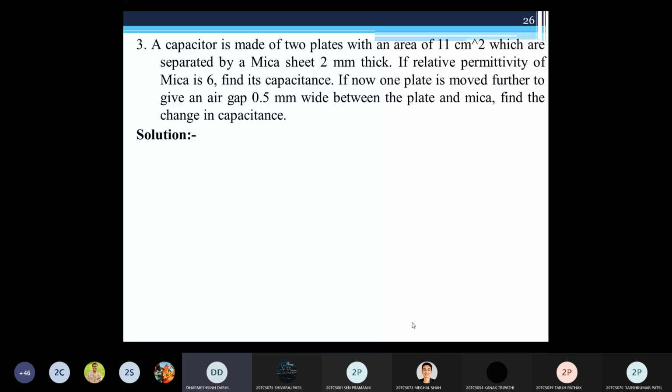Answer C1 now. All of you please calculate very fast. In the exam, you will not get that much time. So do the calculation fast. Does anyone have the answer for C1?